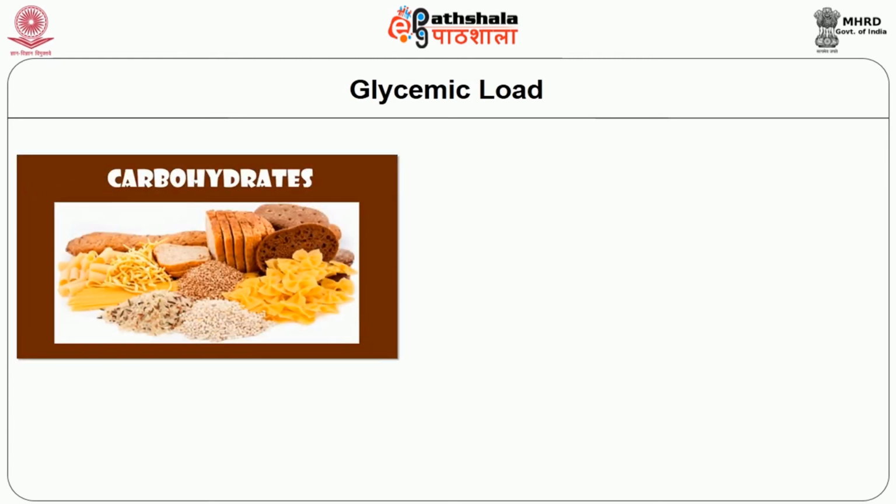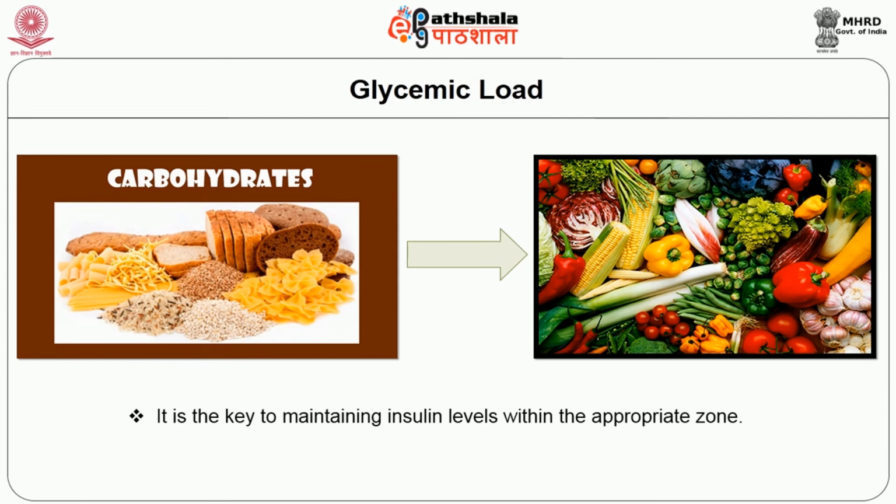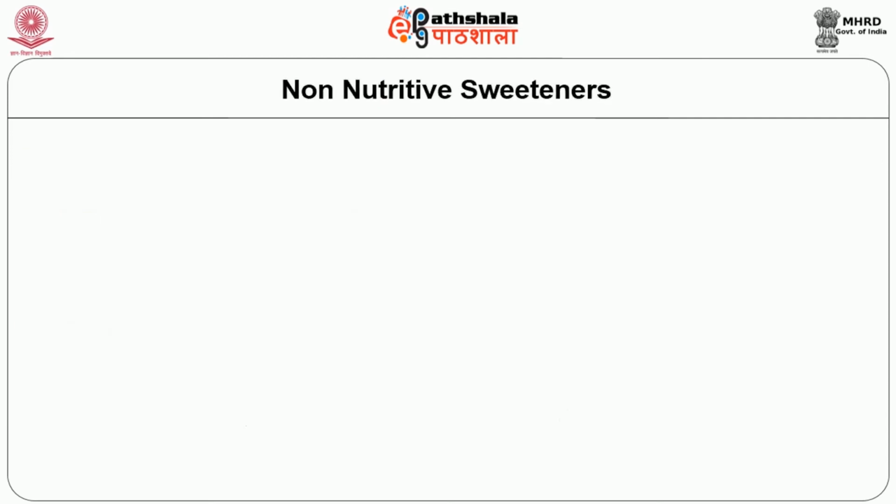As I conclude this glycemic load, it is the concept that makes it clear why consuming most of your carbohydrates from high quality vegetables is the key to maintain insulin levels within the appropriate zone without any much peaks. Now let us move on to see the last section, which is the non-nutritive sweeteners.